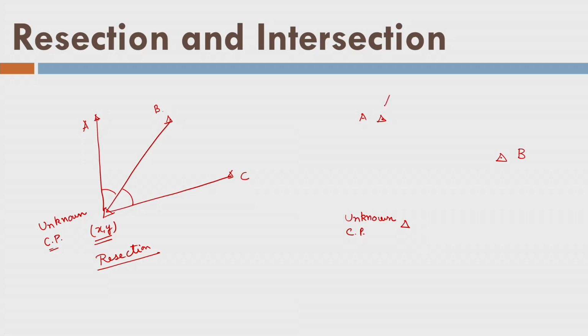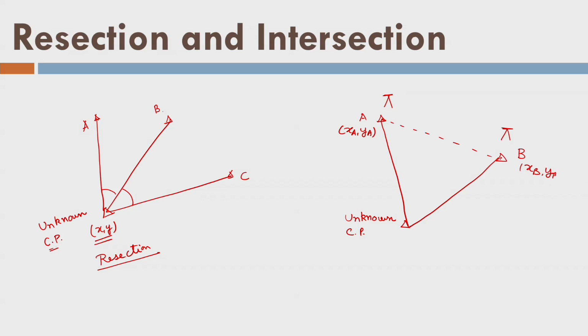Okay, so what if I put the total station or my theodolite over here, and then I observe these distances from here and from here. Moreover, this distance is known to me because we know XA, YA and XB, YB. So this distance DAB is known to me, and we also observe the angles alpha and beta. Now I can fix this point and find the coordinates xy of the unknown point. This process is called intersection.